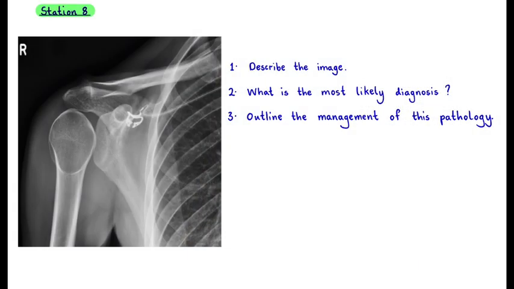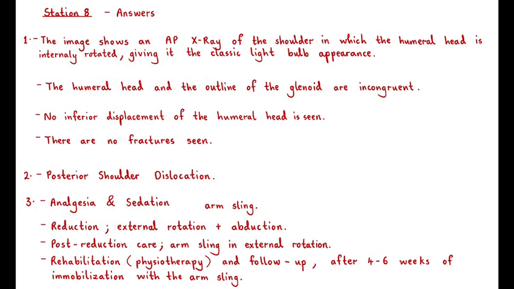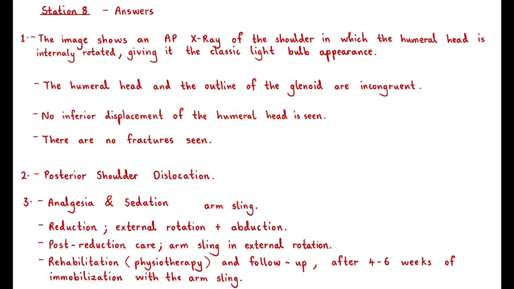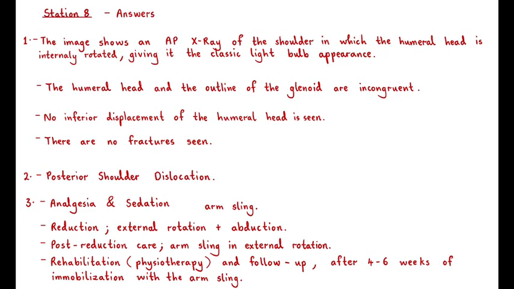So there is internal rotation of the humeral head in this particular case, which is why the humeral head appears very smooth and rounded. And then no inferior displacement of the humeral head is seen. So basically here we're just trying to justify that this is not an anterior shoulder dislocation, because in an anterior shoulder dislocation, the humerus is displaced inferiorly and medially. And then the light bulb appearance is pathognomonic for a posterior shoulder dislocation.